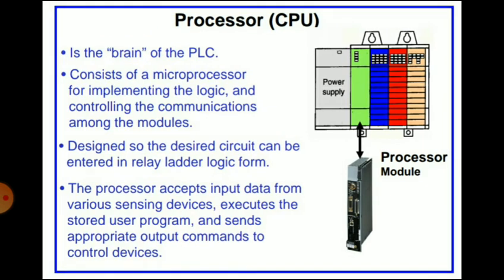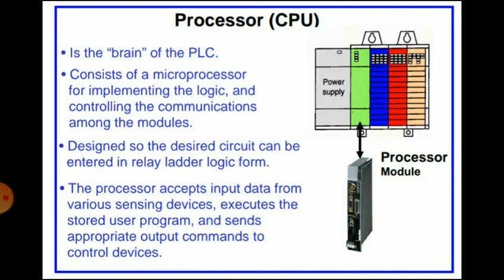Then CPU, that is the processor, that is central processing unit. The CPU is the brain of the PLC, consisting of a microprocessor which interprets the input signals and carries out the control actions according to the program stored in its memory, communicating the decisions to the outputs. The user normally enters the desired programs in relay ladder logic to the CPU.